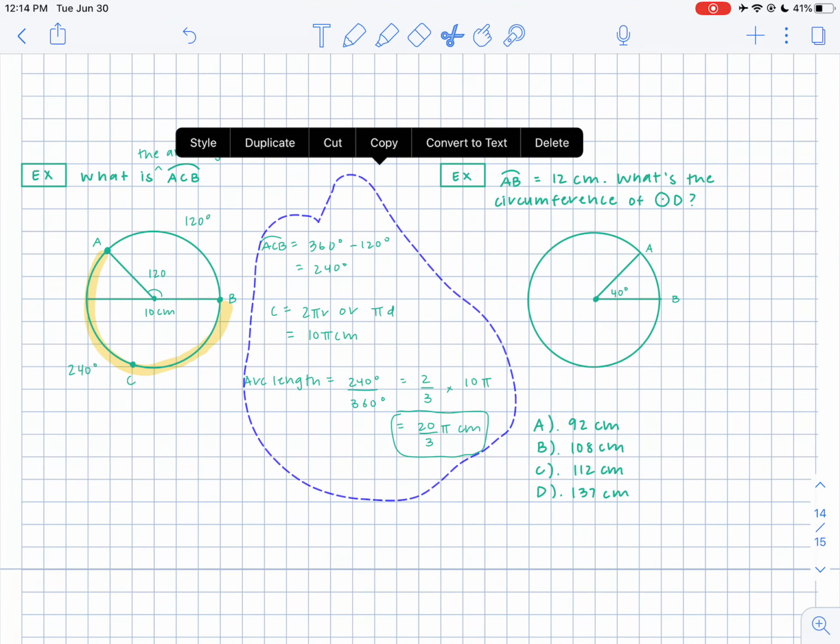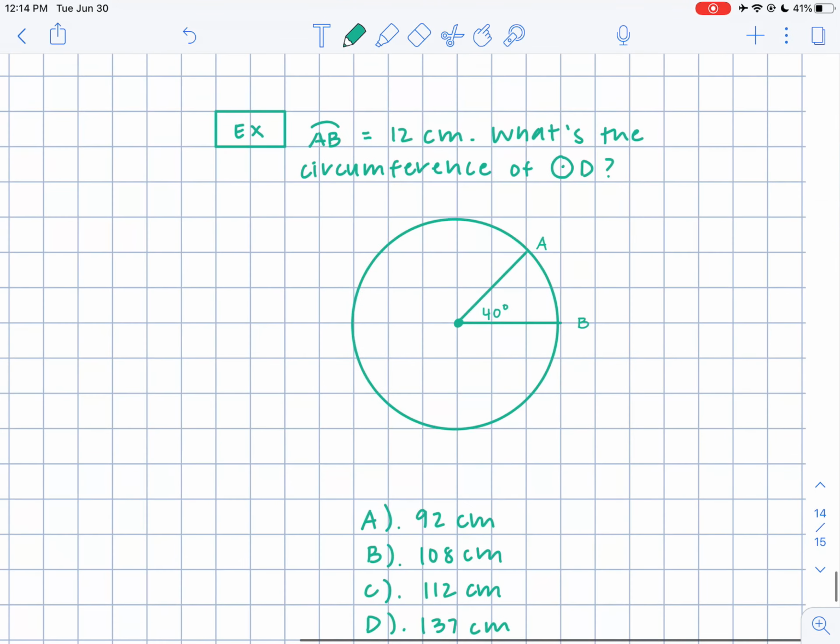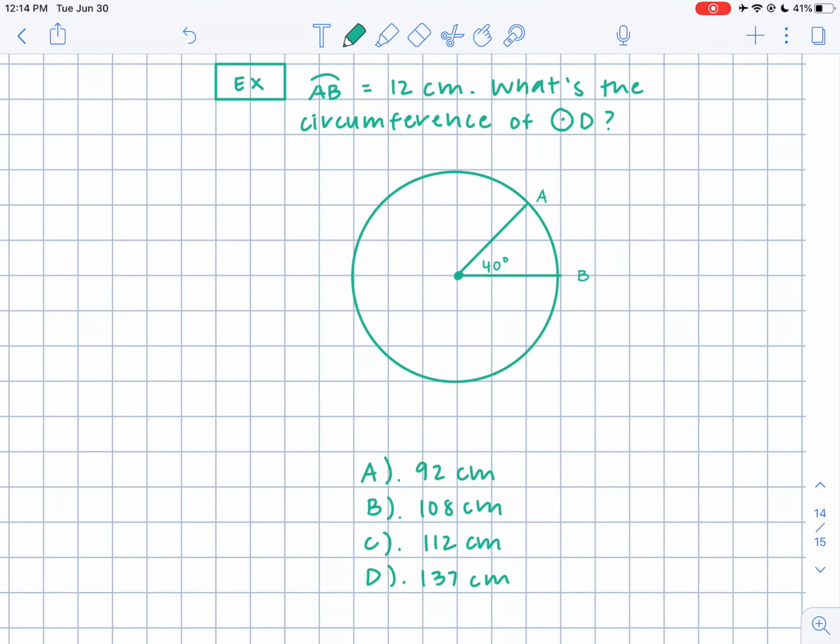Now let's look at this example. Maybe I should erase this so you don't get distracted. Okay. Arc AB equals 12 centimeters. So let's write that in. 12 centimeters. What's the circumference of circle D? Oh, I should have labeled this. Circle D. So sorry for all the mistakes. What is the circumference of circle D? So now they're asking for the circumference.